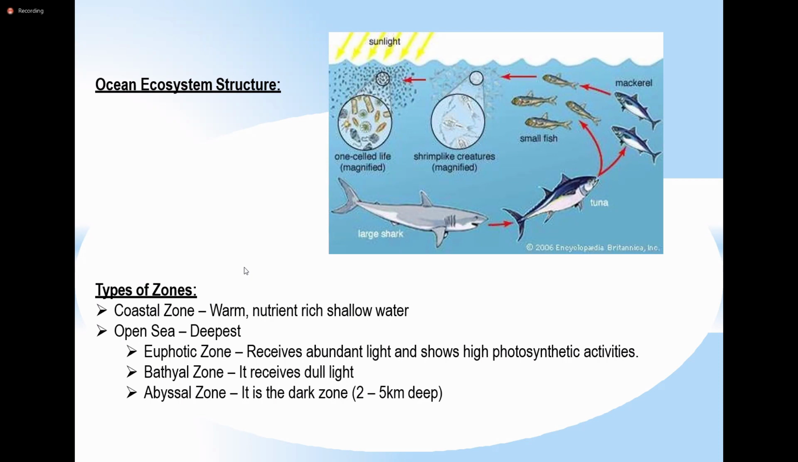Types of zone associated with ocean ecosystem are the coastal zones, warm, nutrient-rich, shallow water, and the open sea, that is the deepest. Euphotic zone receives abundant light because it is not so deep, it is in the shallow waters and shows high photosynthesis activity. Bathyal zone receives dull light, and abyssal zone is the dark zone, about 2 to 5 kilometers deep. So at 2 to 5 kilometers, you'll find that the sunlight cannot penetrate through it, and the dark zone starts over there.